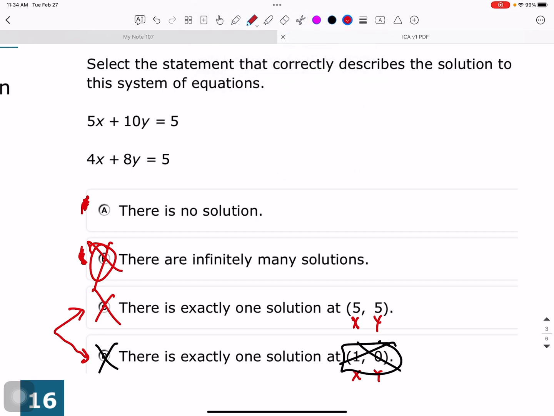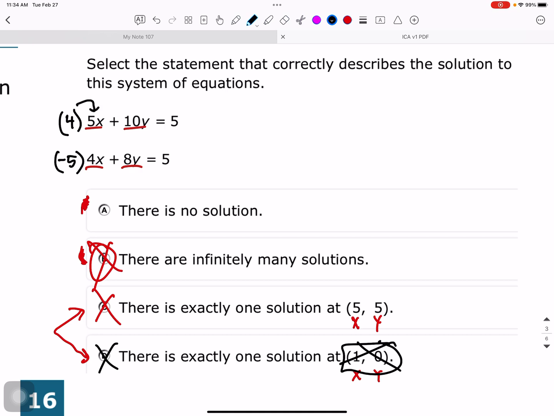Okay, how do I really do it? I need these guys to cancel out. So 4s and 5s don't easily cancel each other out, and 10s and 8s don't cancel each other out. So this is going to be hard. I need to actually turn both of them into 20s. So I'm going to multiply this one by 4 and this one by negative 5, because I need one to be positive 20 and one to be negative 20.